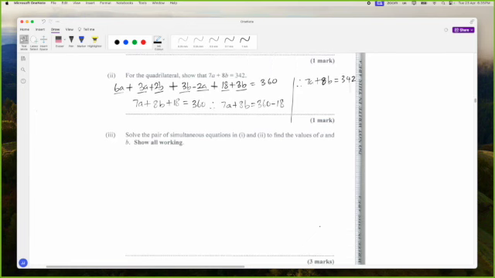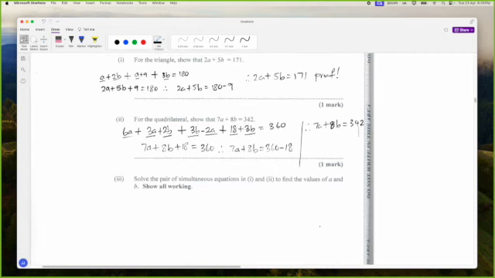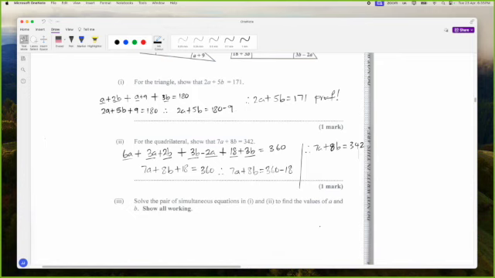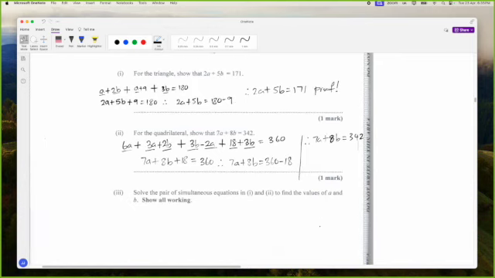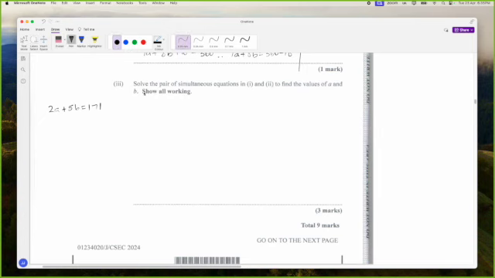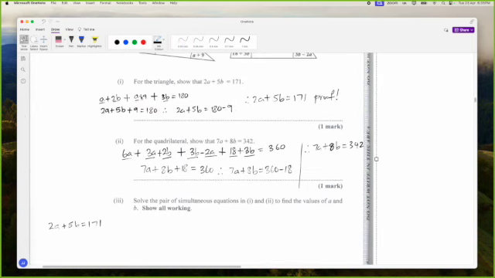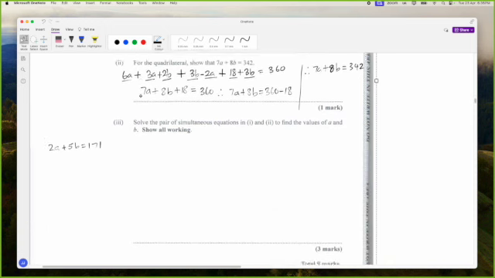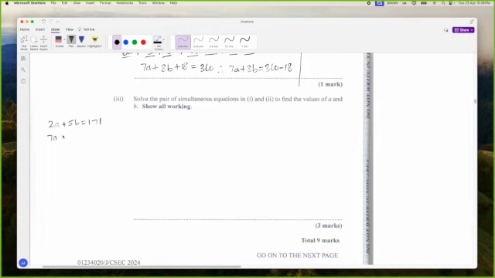Solve the pair of simultaneous equations in 1 and 2 to find the values of A and B. Wow, well, look at that. All right. For the triangle, it is 2A plus 5B is 171. Let me write it on this side so I'll have a little more room. And then 7A plus 8B is equal to 342. We have equation 1 and equation 2.